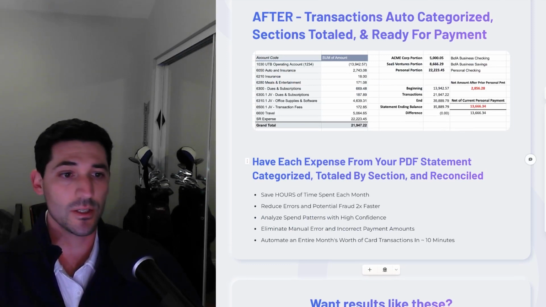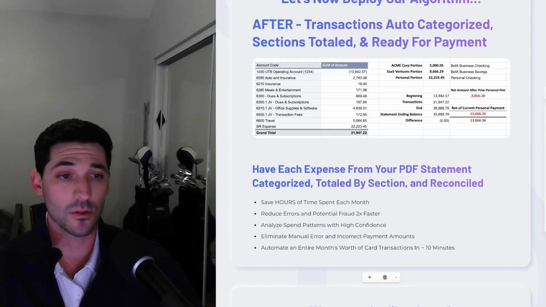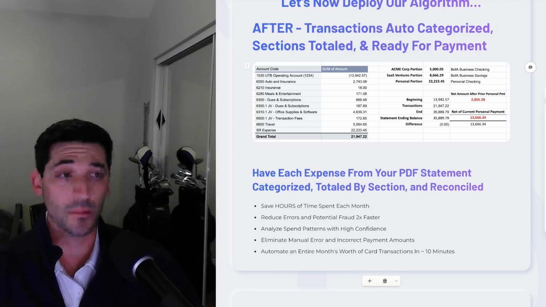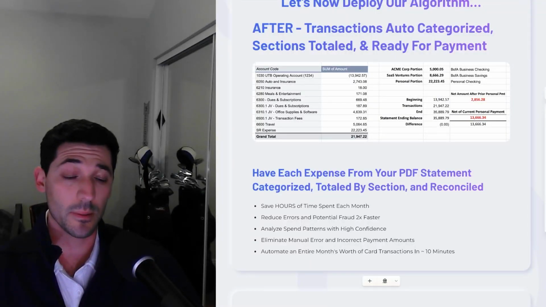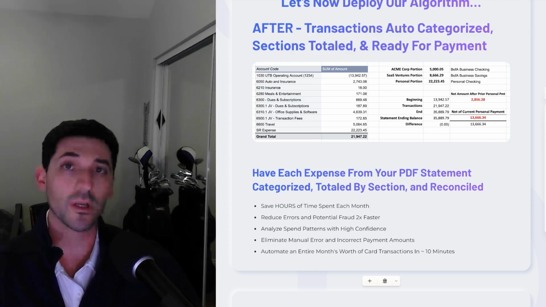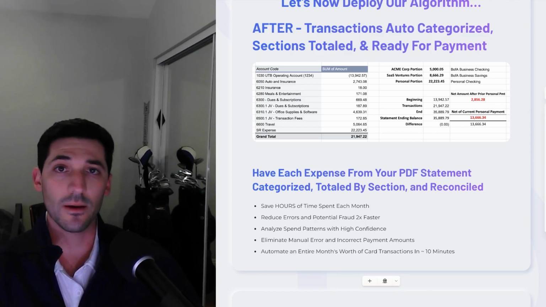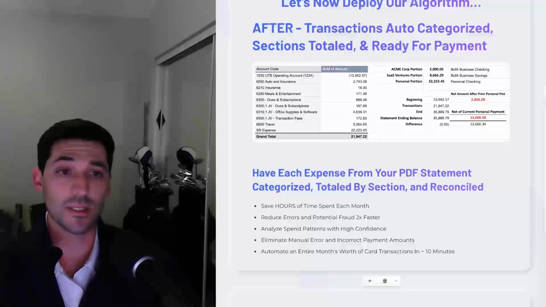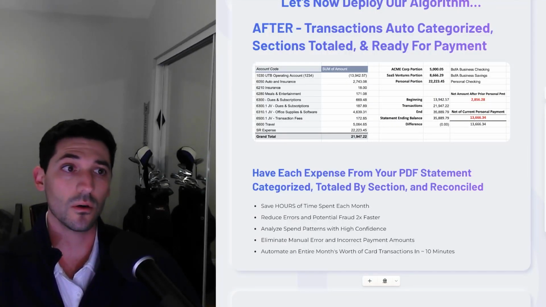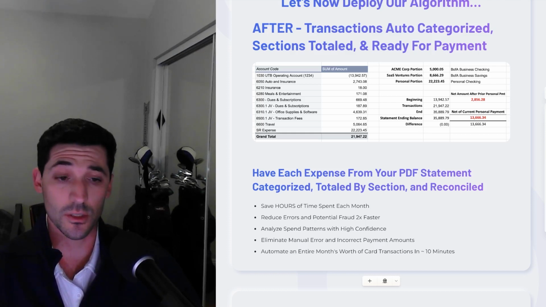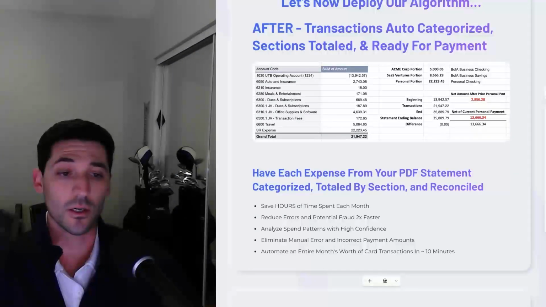So like I said, having each expense from a PDF statement categorized, sectioned, totaled, reconciled, you're going to save hours of time each month. You're going to reduce manual error. Potential fraud is going to be uncovered quicker. We also want to be able to analyze our spend patterns. If we have high confidence in the data that's coming in and we are turning these transactions over and managing them quicker, we can leverage that data for our reporting. And for me as a CFO, I can give actionable insights based on that to help the owner and the CEO and yourself scale and make better decisions based on that data. It's going to eliminate manual error, incorrect payment amounts, and honestly, it takes about 10 minutes.